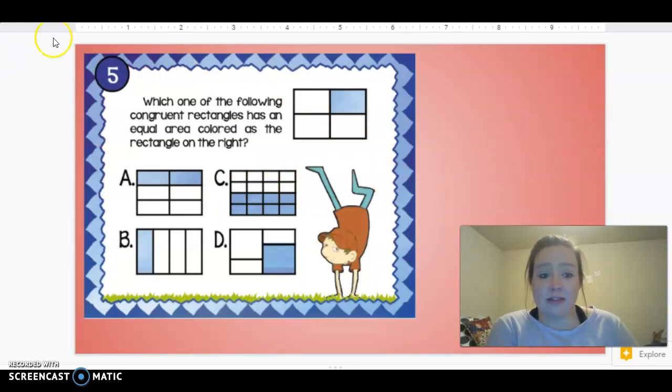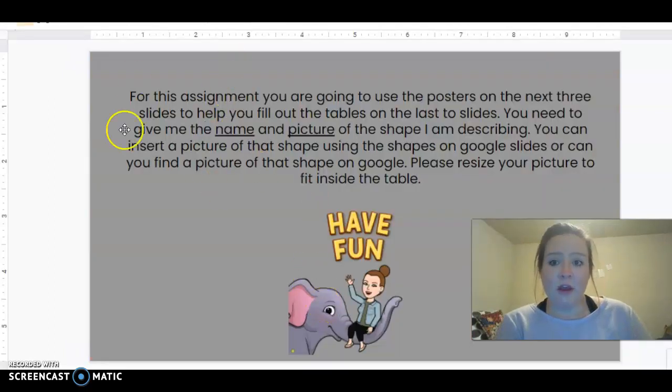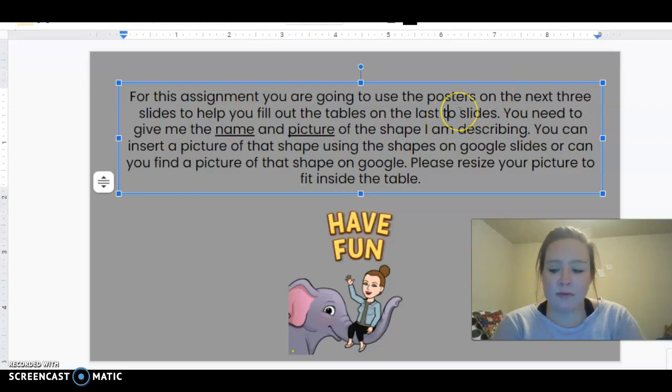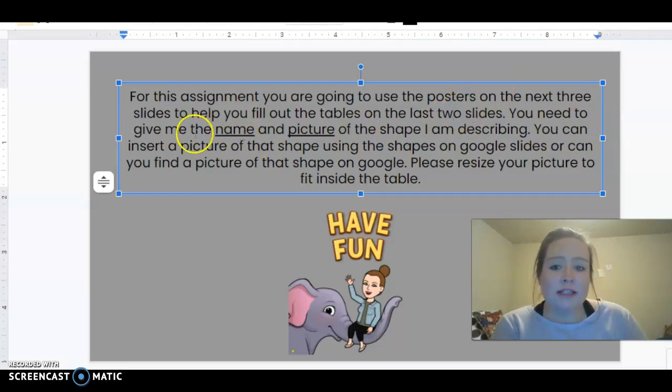And then let me show you guys what you're going to be doing on your activity for today. Okay, so for this assignment, you are going to use the posters on the next 3 slides to help you fill out the tables on the last 2 slides. You need to give me the name and the picture of the shape that I am describing. So I need both of them. I need the name and the picture, okay?